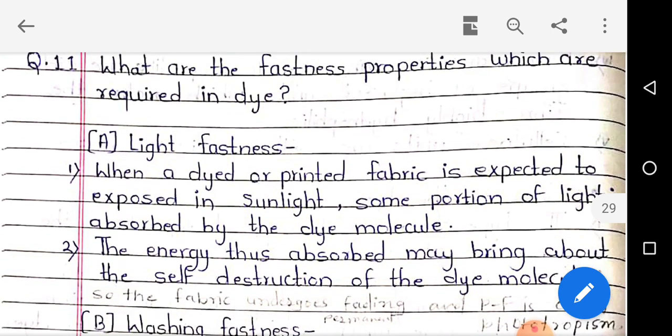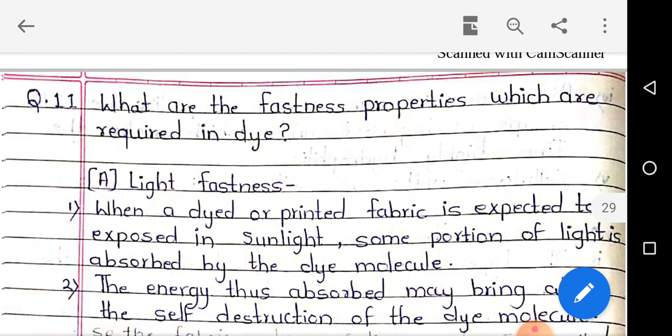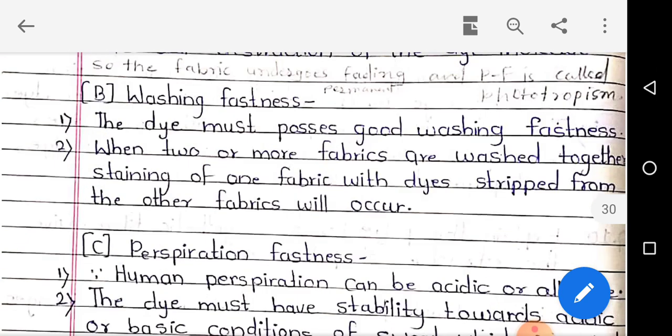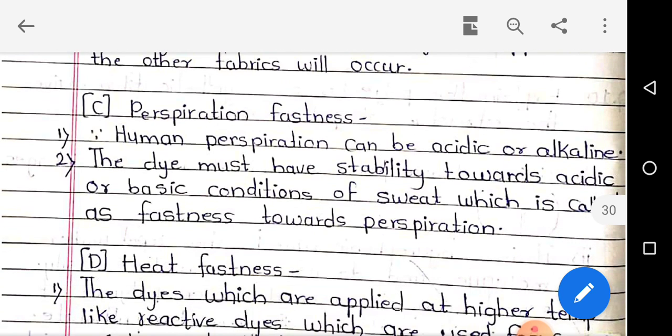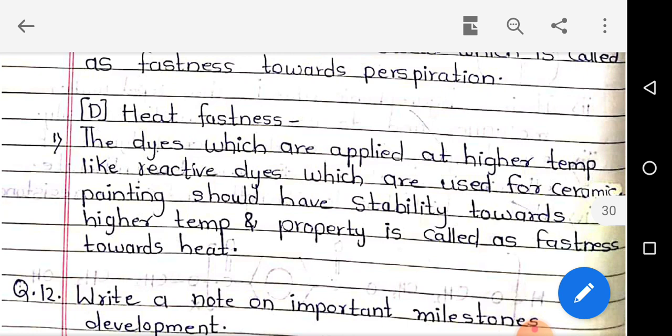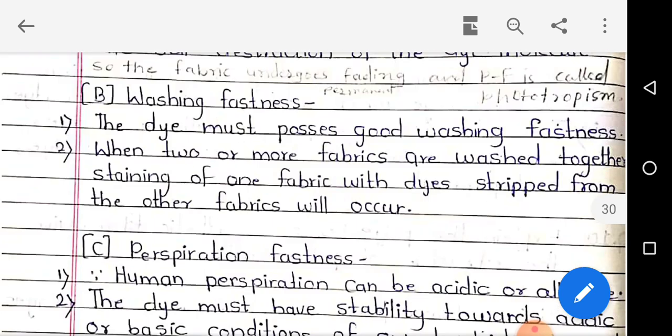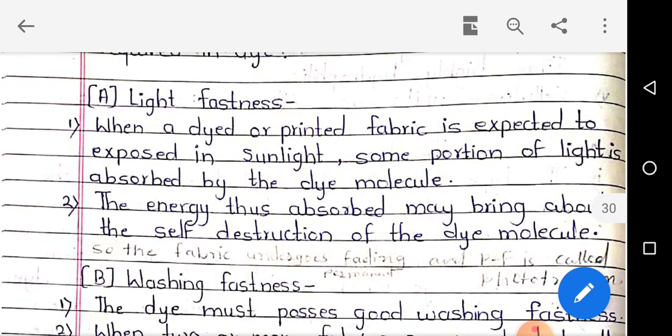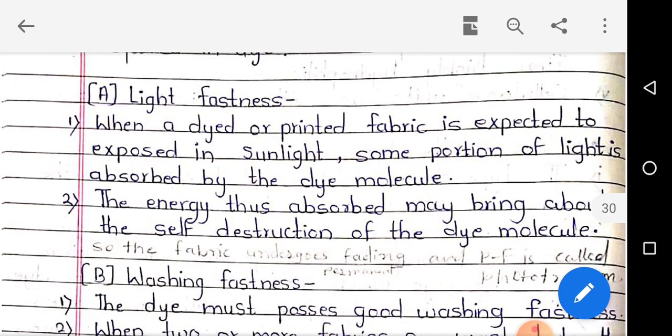The fastness properties which are required in the dyes. There are four different properties which are required in the dyes: light fastness property, washing fastness property, perspiration fastness property, and heat fastness property. Out of four, the first property is the light fastness property.